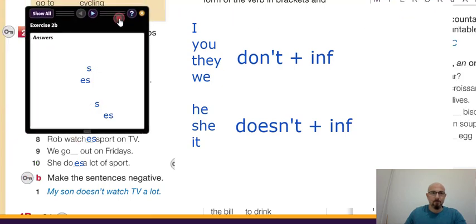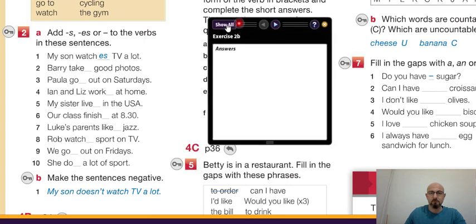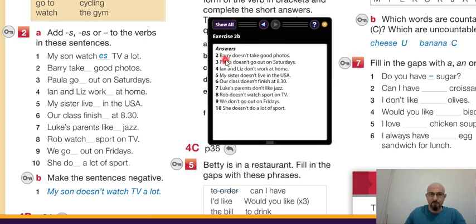Okay, so let's clean it all. So here, Barry takes, it will be what? Barry doesn't take. Paula goes, doesn't go. Ian and Liz work. Here we have two people, we'll use don't, okay? And this is the same for all.